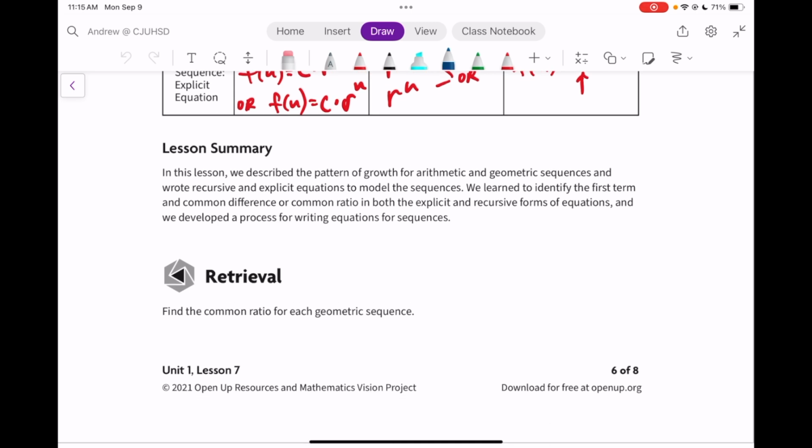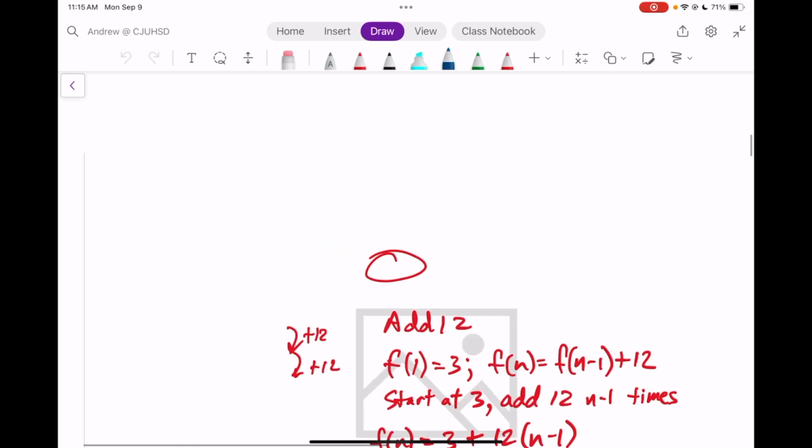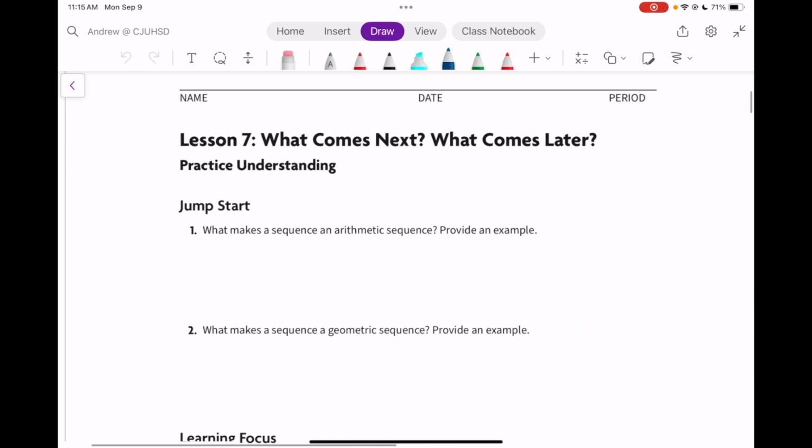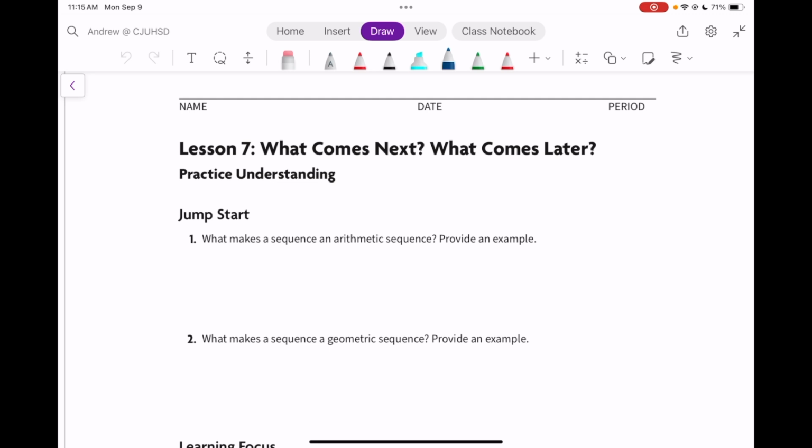In the lesson summary, we describe this pattern of growth as arithmetic or geometric. That's why the title of the lesson is What Comes Next, What Comes Later.